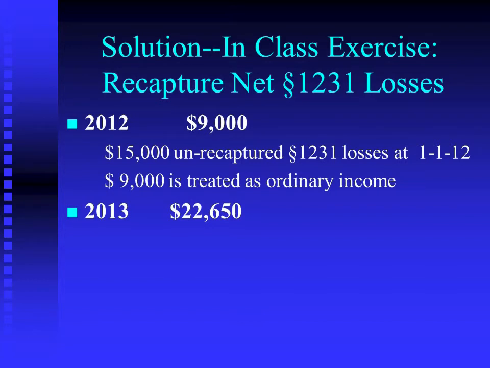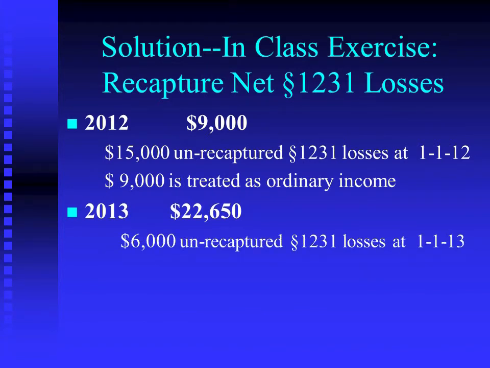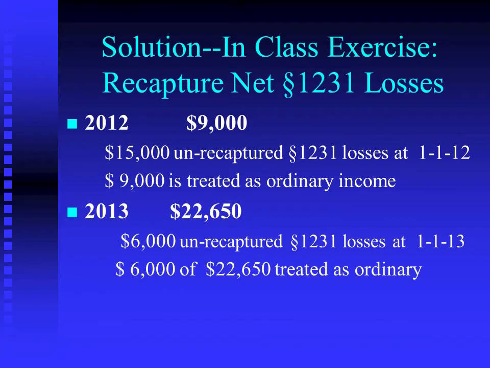So in 2013, I have my net 1231 gain of $22,650. My unrecaptured losses are that $6,000 that I have not paid back from 2011. And so my $22,650 gets divided up, $6,000 ordinary, and $16,650 as the long-term capital gain. So this is fairly straightforward. It seems cumbersome, but as long as you remember to go to the oldest year first and simply figure out if you have ordinary losses, you create an IOU. If you have ordinary income, you've paid back some of the IOU. You should be just fine.